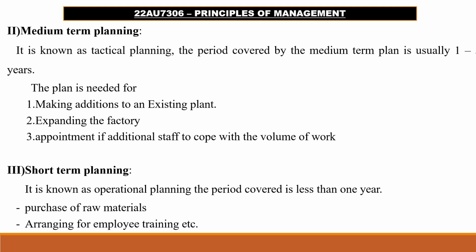It is known as operational planning. The period covered is less than 1 year, such as planning of raw materials and arranging of employee trainings, etc. So these are the different types of planning in terms of duration of objective which can be achieved.